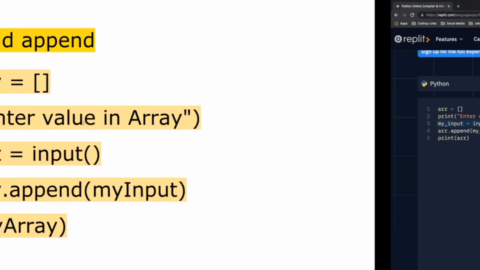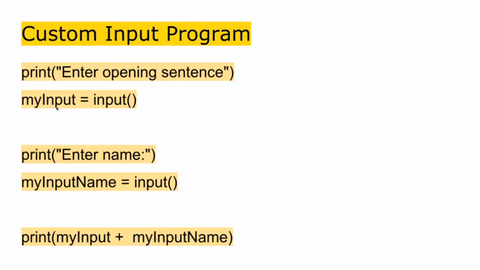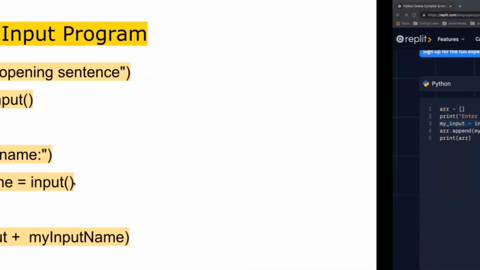Custom input program. So this is just another example of the inputs. Print, enter opening sentence. My input equals input, stores that input. Enter name, my input equals input. And we can print my input plus my input name. So you can concatenate, this plus basically adds these strings together. And that's allowed because you can do string plus string, but you can't do integer plus string, right?